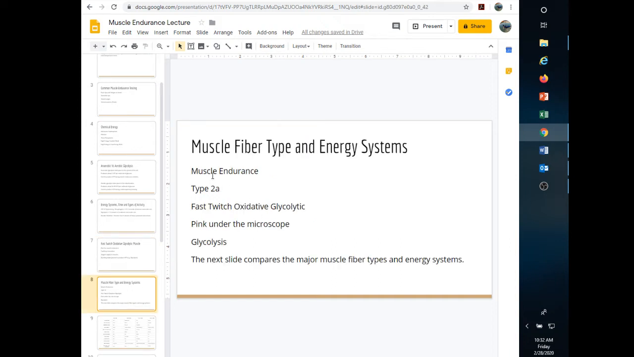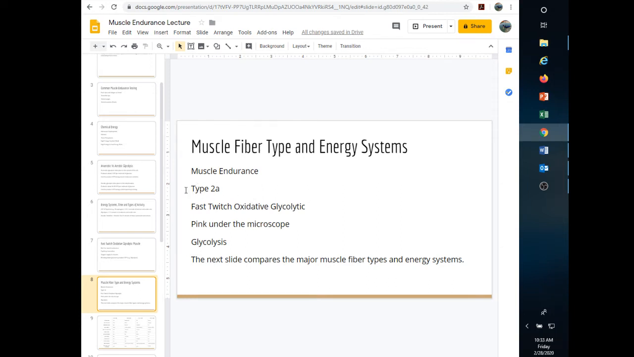So you'll see a lot of different names for fast twitch oxidative glycolytic. You may see type 2A. So you've got type 2A when it's fast twitch, you've got type 2B, and you've got type 2X, which is an intermediate between those two. And there are more than that. But most people will just talk about fast twitch and slow twitch.